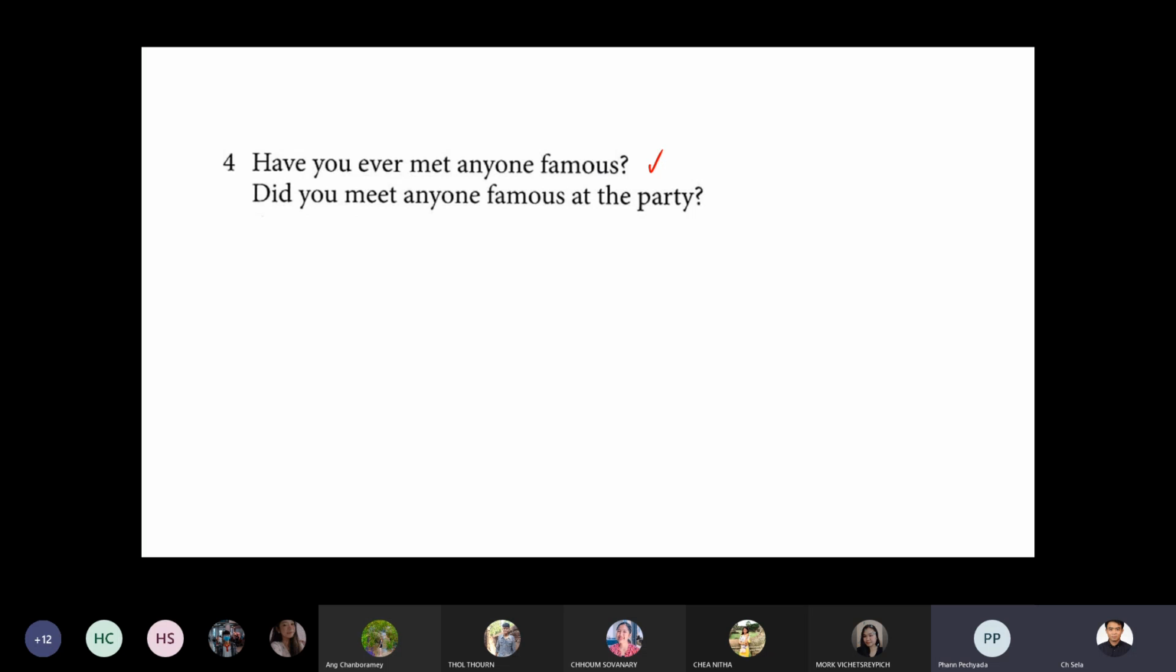Yes, the present perfect. In the sentence we use it to show the experience that happened in the past and it can continue up to now. Maybe we don't know, from the past up to now.